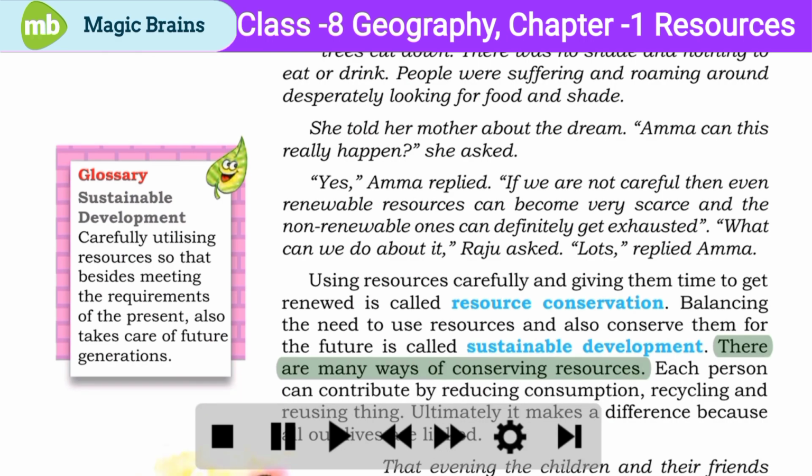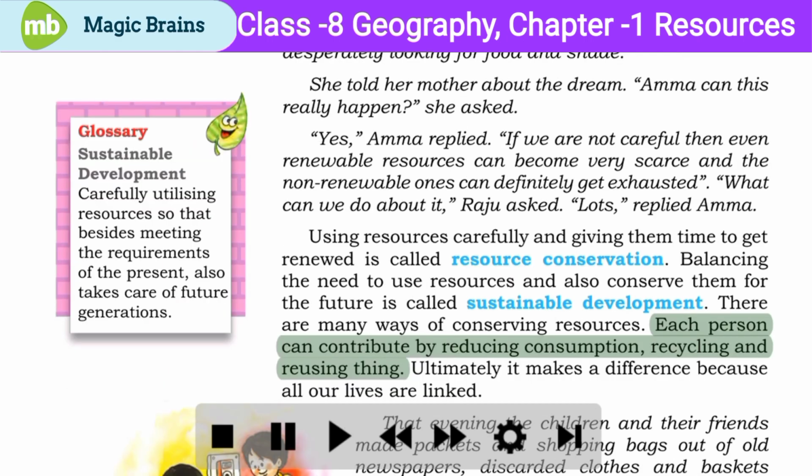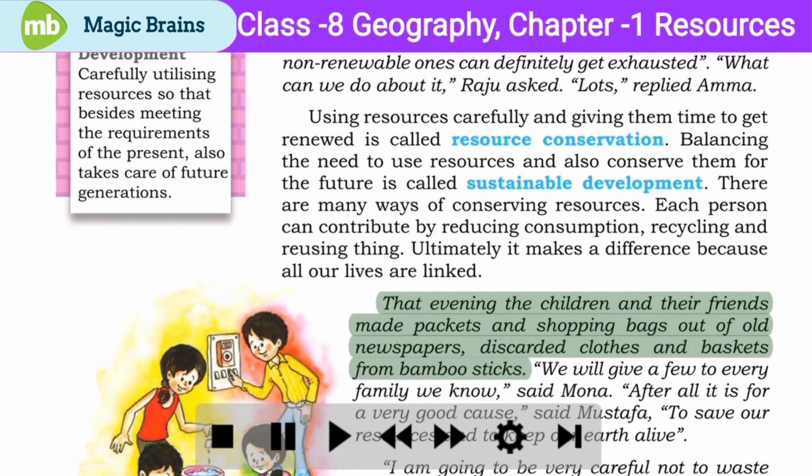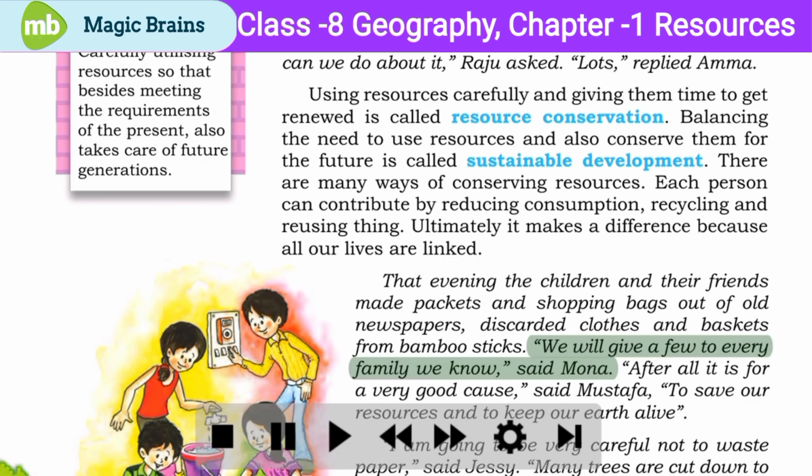There are many ways of conserving resources. Each person can contribute by reducing consumption, recycling, and reusing things. Ultimately, it makes a difference because all our lives are linked. That evening, the children and their friends made packets and shopping bags out of old newspapers, discarded clothes, and baskets from bamboo sticks. We will give a few to every family we know, said Mona.